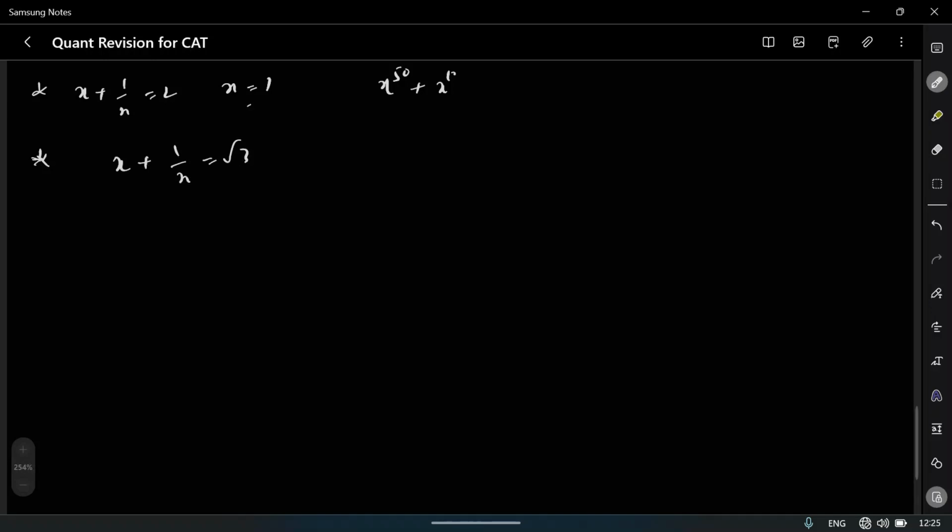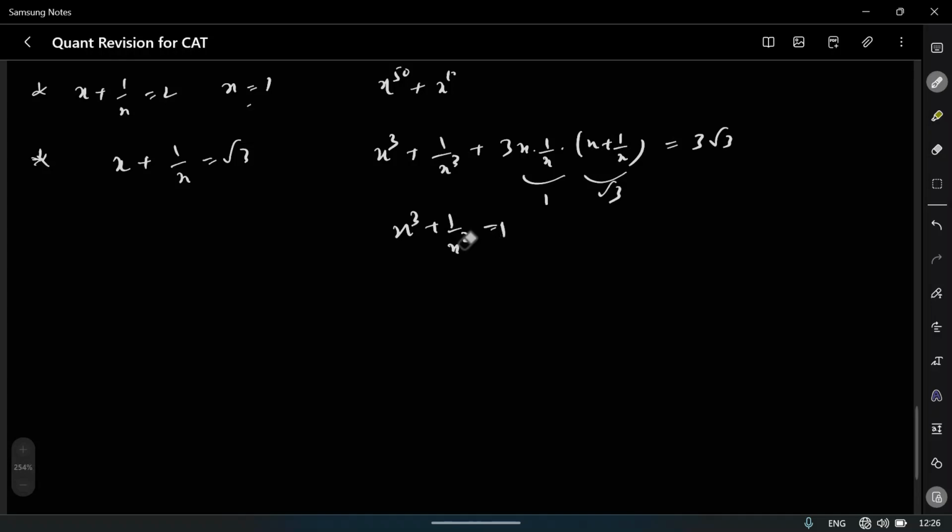So if you observe this one, if you are cubing it on both sides, what we are going to get is x cube plus 1 by x cube plus 3x into 1 by x into x plus 1 by x, which equals 3 root 3. Okay. So this is 1, this is root 3, and 3 root 3 and 3 root 3 cancel, and x cube plus 1 by x cube equals 1. Okay.